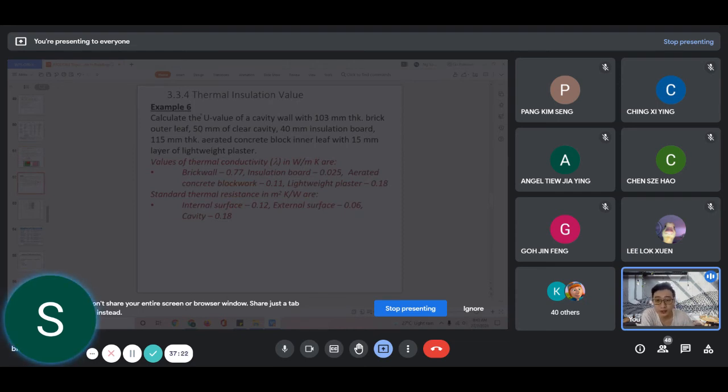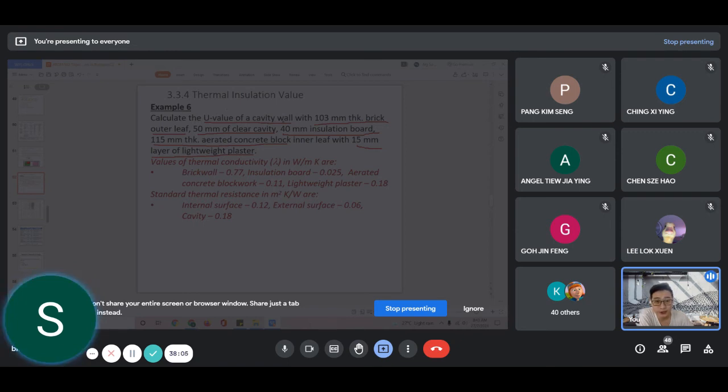Okay, so example 6 is to showcase what we have learned and make use of the formula that we have learned here. Find the U value of this cavity wall with a 100 mm thick brick outer leaf, 50 mm of clear cavity, and then 40 mm of insulation board. Then we have 115 mm of concrete block with an inner leaf of 15 mm of light plaster. So we are given a lot of materials and we are required to find the U value of this cavity wall.